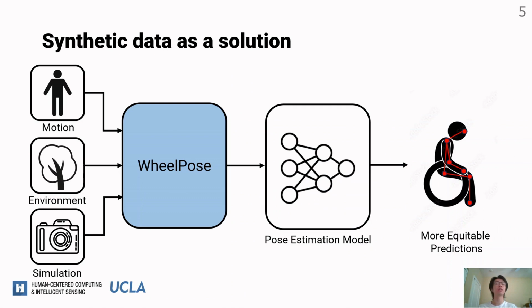Our pipeline allows developers to enter their own motion data, environment data, and simulation configurations to easily generate large amounts of synthetic data of people in wheelchairs. This data can then be directly used to fine-tune existing pose estimation models to improve their performance when tested on users in wheelchairs.